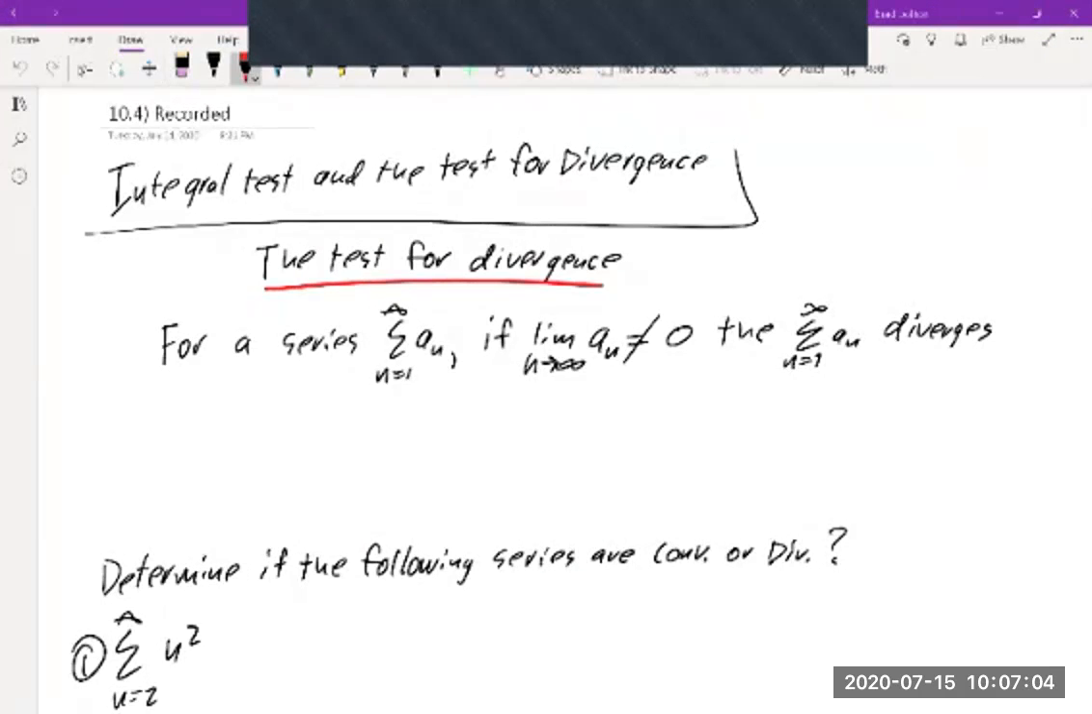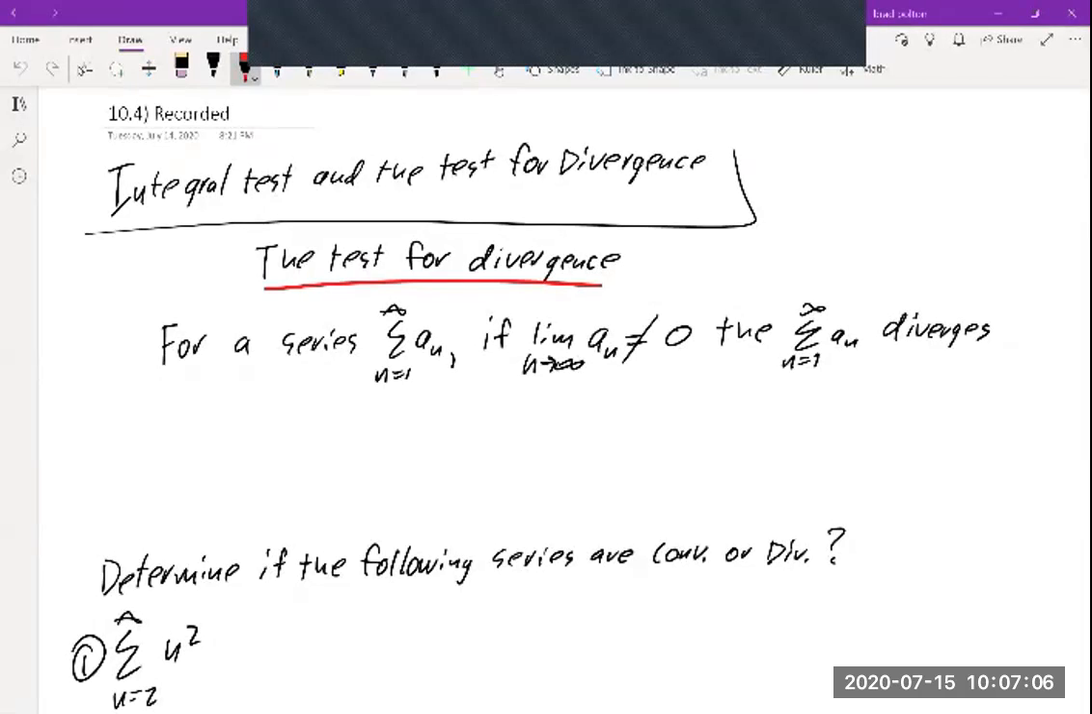Okay, guys, so today we're going to go over 10.4 from your Briggs book. If you're not using Briggs, if you're using the Stewart book, this would be 10.3 and some change right around there. So overall, though, what we're going to talk about today is the integral test and the test for divergence.